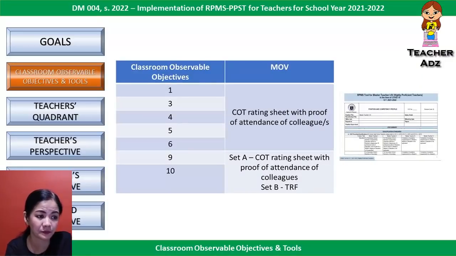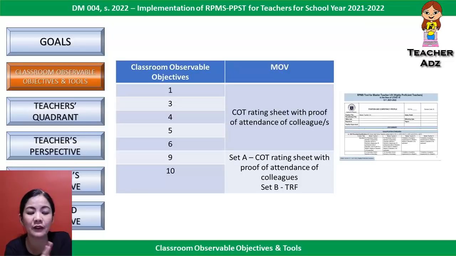Paki-check nyo lang po. Now, for our master teachers, sa kanila po ay classroom observable objectives 1, 3, 4, 5, 6, 9, and 10. Parehas lang po ang mga indicators natin. Pero, syempre sa kanila, ang rating nila ay 4 to 8. Kasi yun yung expectation sa kanila. Wala nang free. Okay? Yung 7 and 8 na objectives, hindi po sa kanila i-observe. Kasi po, non-classroom observable objectives po siya para sa highly proficient teachers.